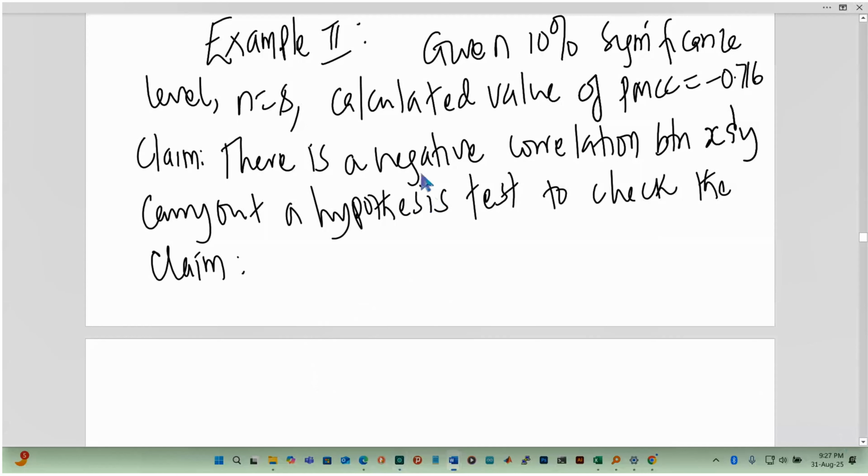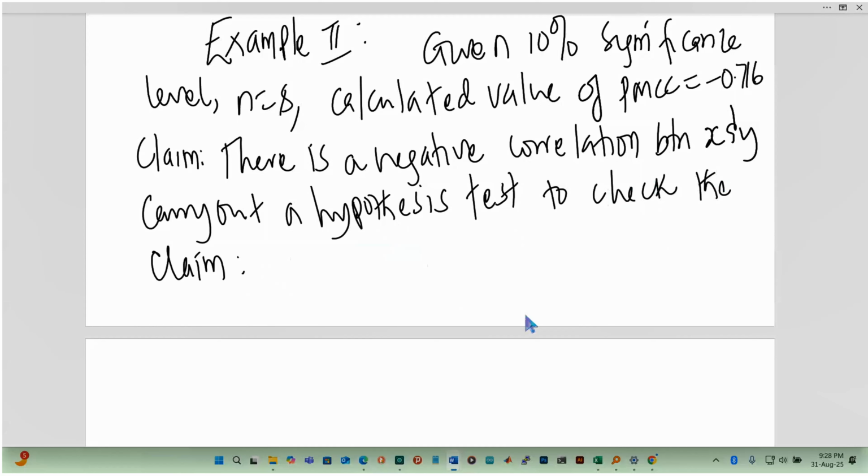Ladies and gentlemen, we are told that given a 10% significance level, n is equal to 8, the calculated value of the PMCC is negative 0.716. We are told to test the claim, which says that there is a negative correlation between x and y. So this is the product moment correlation coefficient that was obtained by calculating Pearson's product moment correlation coefficient between x and y values. So we have to carry out the hypothesis test to check the claim.